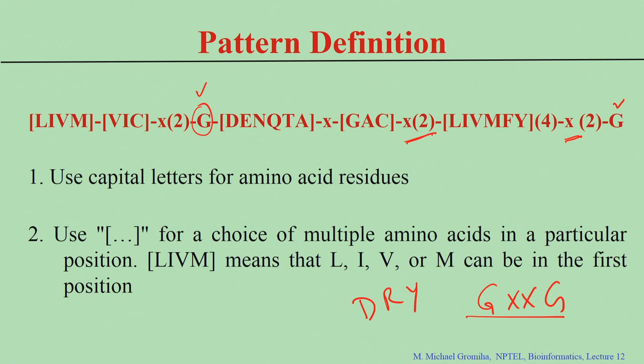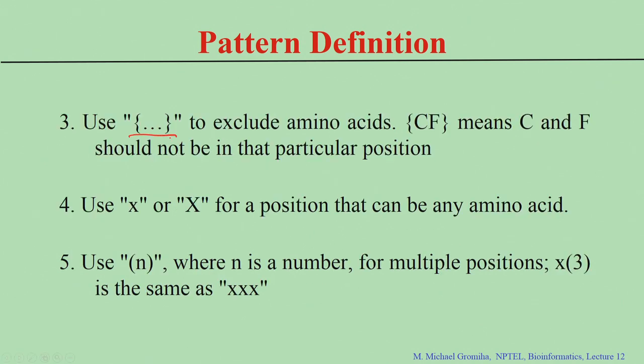Then we have these numbers. A number means the number of times, so 2 means 2 times we follow the same notation. Then we use the square bracket. For example, here we put LIVM, this will give you the choice of amino acids: any of these 4 residues, either L or I or V or M, can be accommodated at position number 1. Then we have these curly brackets, which mean excluded, this is not allowed. For example, if you put CF, C and F should not be in that particular position, that is, they give the exception that these are not allowed. Then you put X for any amino acid, and n means the number of times.